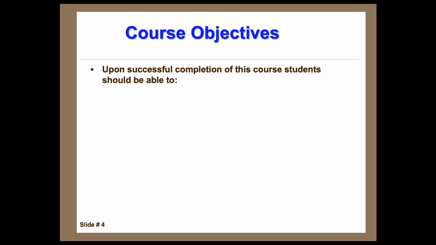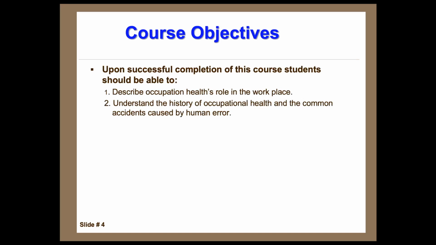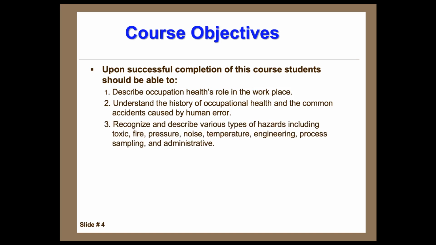Here are some course objectives. Upon successful completion of this course, students should be able to describe occupational health's role in the workplace. The student will understand the history of occupational health and the common accidents caused by human error. Students should recognize and describe various types of hazards, including toxic, fire, pressure, noise, temperature, engineering, process, sampling and administrative.